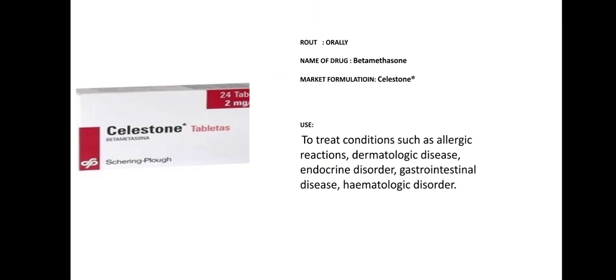There are many types of marketed formulations available. For example, for the oral route, the drug is betamethasone and the marketed formulation is Celestone. It is used for treatment of conditions such as allergic reaction, dermatological disease, endocrine disorder, gastrointestinal disease, and hematological disorder.